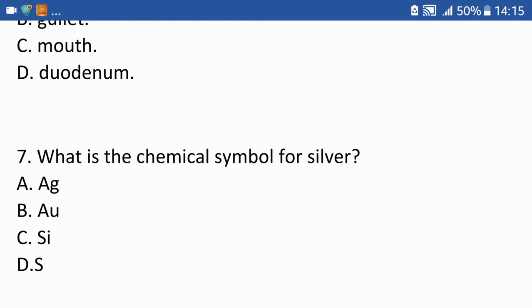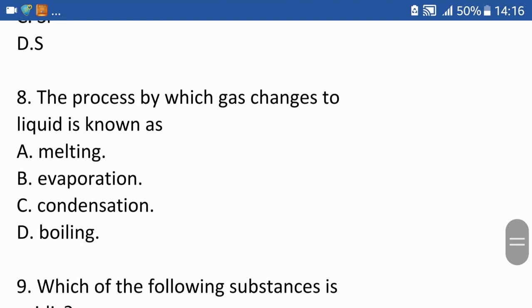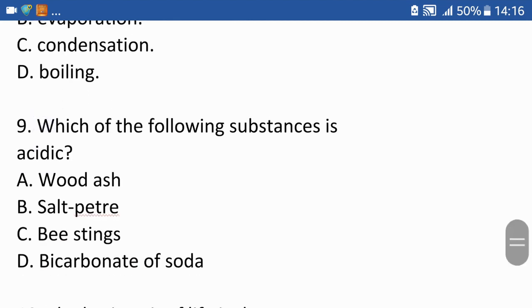Question 7. What is the chemical symbol for silver? Question 8. The process by which gas changes to liquid is known as. Question 9. Which of the following substances is acidic?